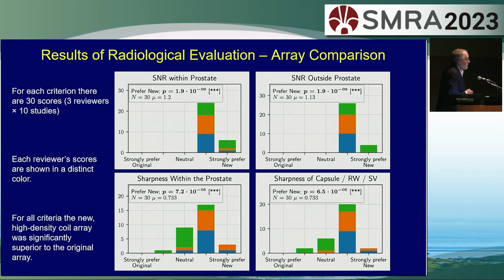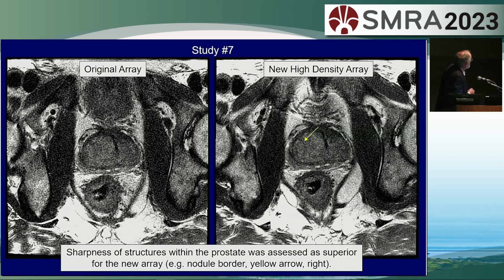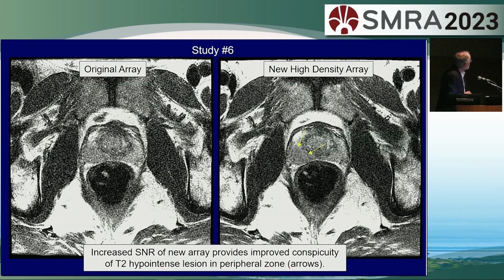And as a consequence of the improved SNR, there can be an improved perception of sharpness of structures both within the prostate and structures affecting the prostate wall, rectal wall, seminal vesicles. Here are some sample images. The original array result on the left, the high density array on the right. You can see there's a little bit better definition of the nodular edge here, which is going to be important for detection. Here's another case.